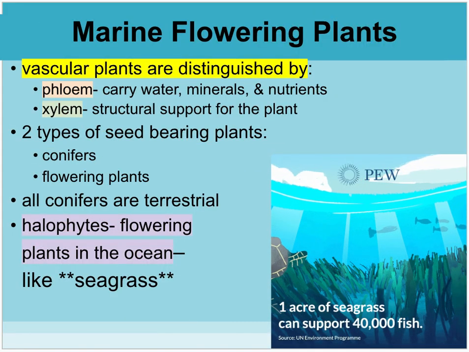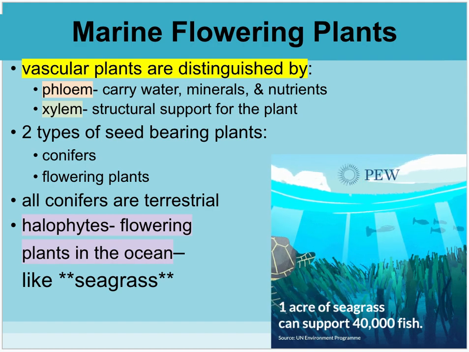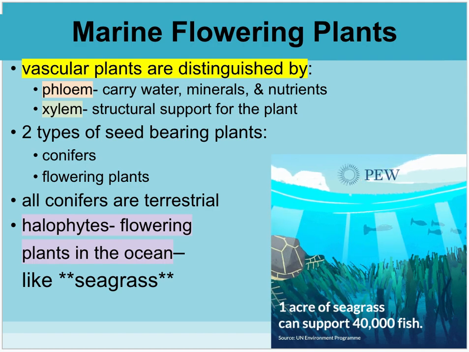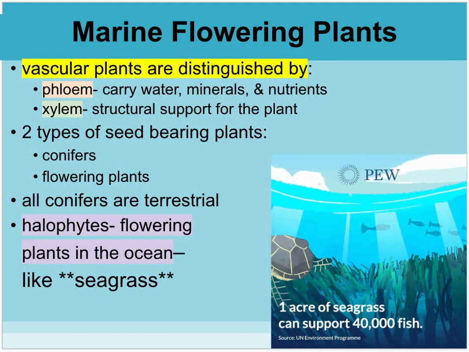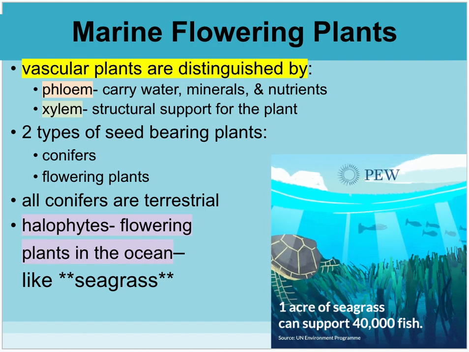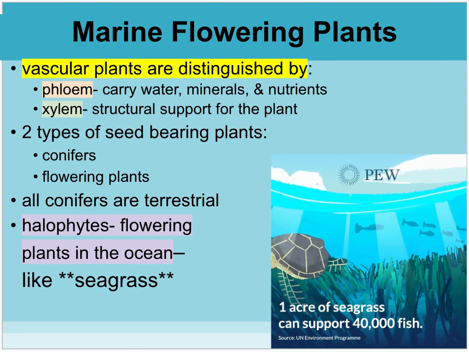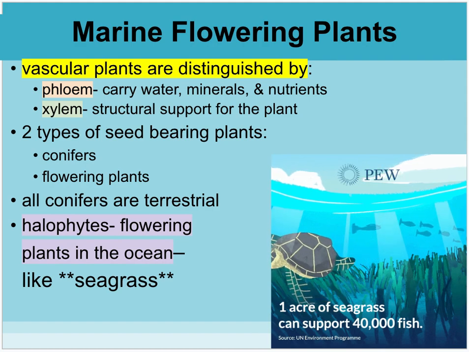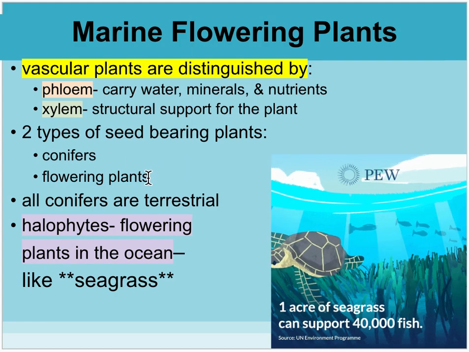Believe it or not, there are a limited few number of flowering plants in the ocean, and it's hard to think of where there are flowering plants in the ocean. They are part of vascular plants, which are distinguished by having a phloem that carries water, minerals, and nutrients throughout the plants, and xylem that acts as structure for the plants and usually will carry some water as well. There are two types of seed-bearing plants, conifers and flowering plants.